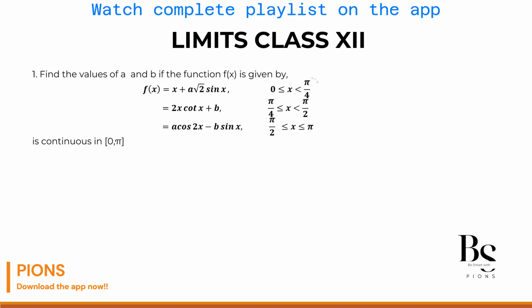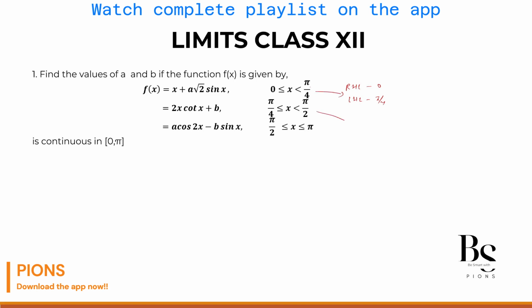X is less than pi by 4, which means left hand limit of pi by 4. X is greater than 0, which means right hand limit of 0. So this whole thing gives us two pieces of information. One is RHL for 0, right hand limit for 0, and left hand limit for pi by 4. This information we can extract here.